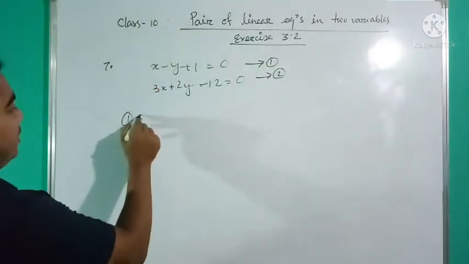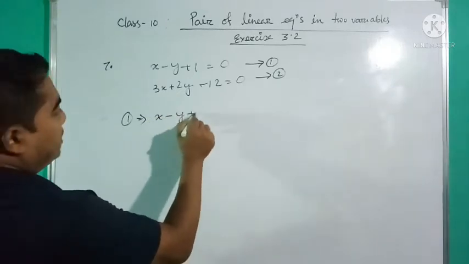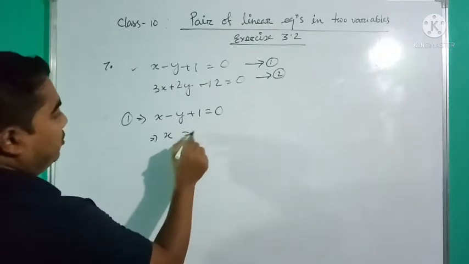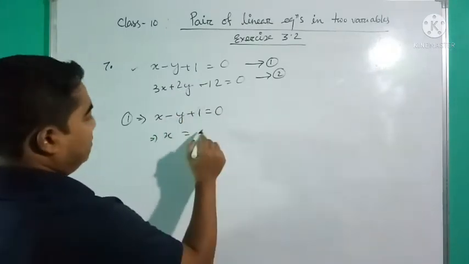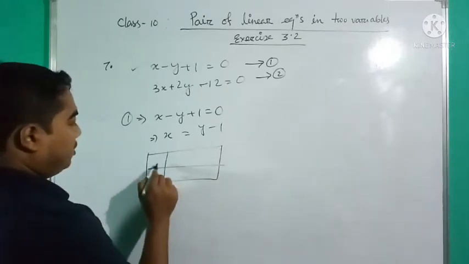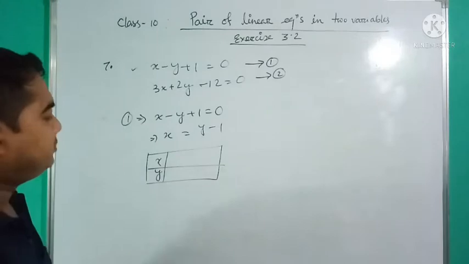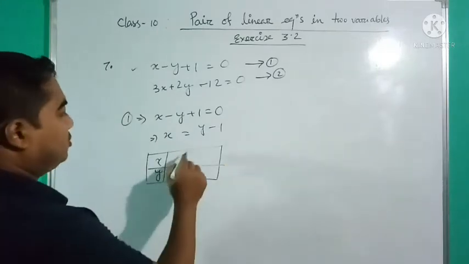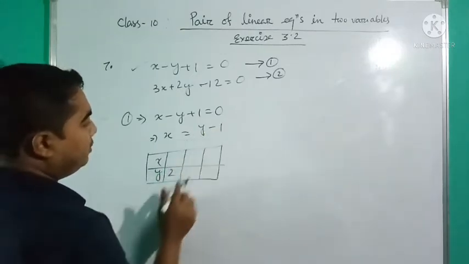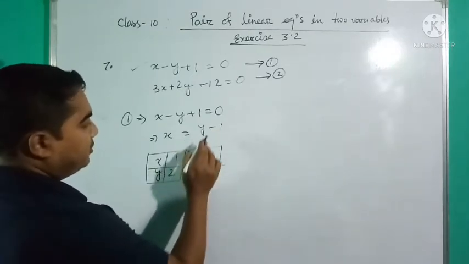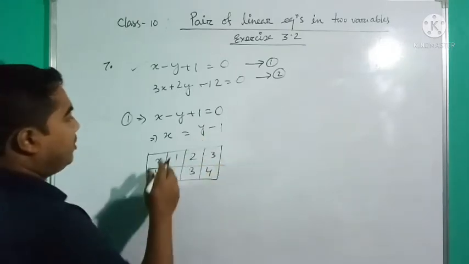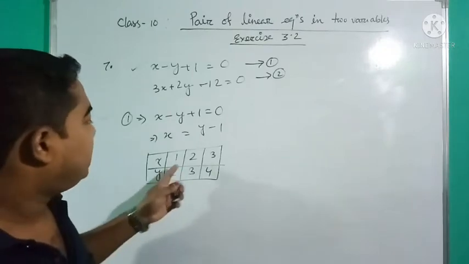Now equation number 1 implies x minus y plus 1 equals 0. Next, x equals y, transferring 1 to the right side, y minus 1. As I always say, 3 coordinates are sufficient to draw the graph. Okay, y value 2, 2 minus 1 is 1, y value 3, 3 minus 1 is 2, y value 4, 4 minus 1 is 3. Okay, for the first equation we got 3 coordinates.